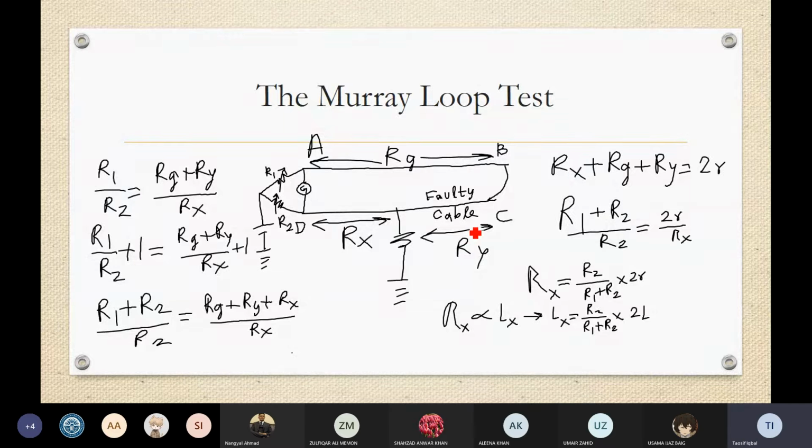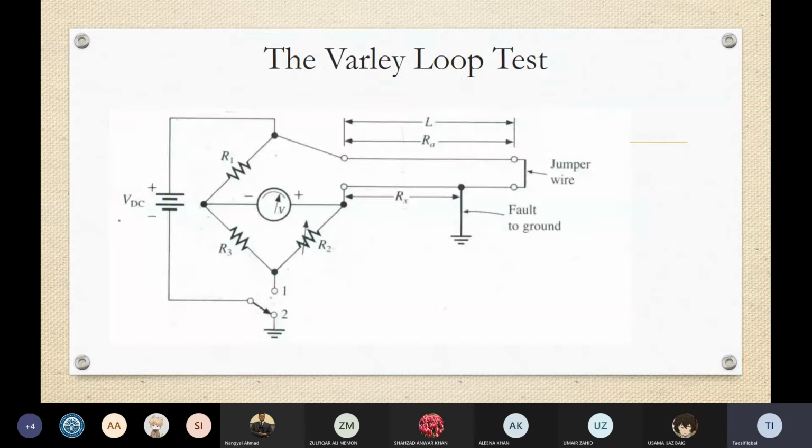So then we have to apply another test, which is called the Varley loop test, in which first we measure the resistance for a specific distance, and then we perform the location finding, just like in the Murray loop test.